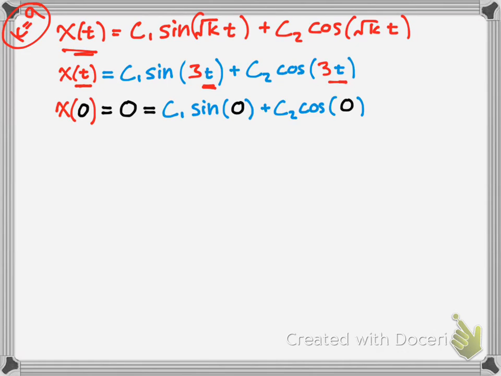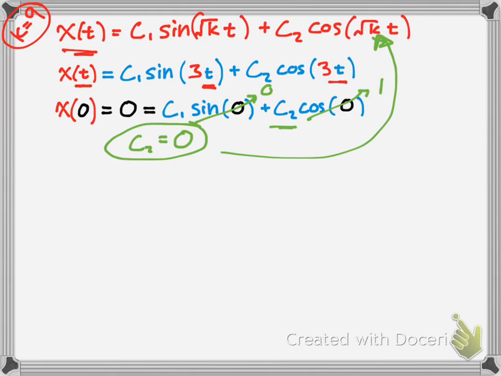So you plug it in, and wherever you see t, you plug in 0, and the sine of 0 would be 0, and cosine of 0 would be 1. So you'd be left with C2, because this would all go to 0. And solving for the constant now, C2 equals 0. Okay? So now that C2 equals 0, we're going to put that back into here, and that means this whole thing is going to be 0.